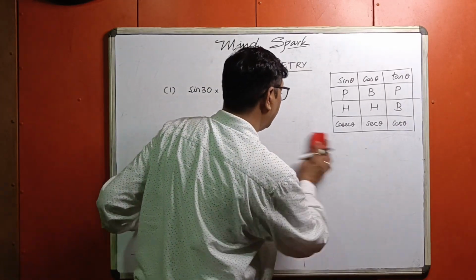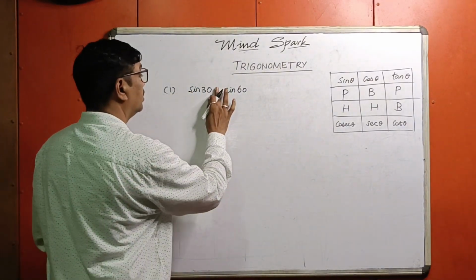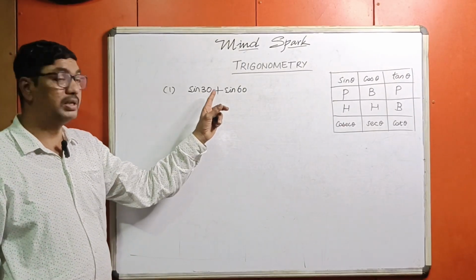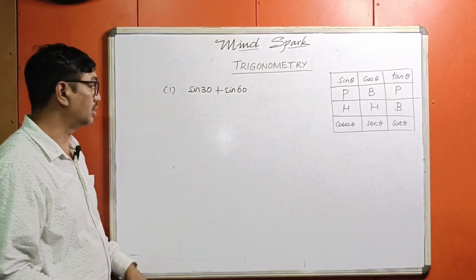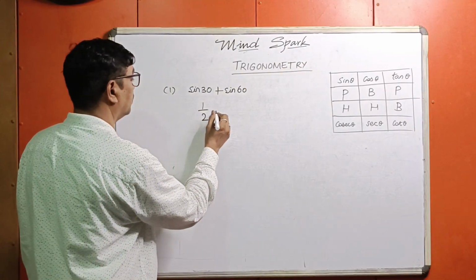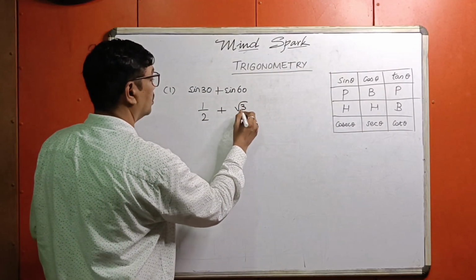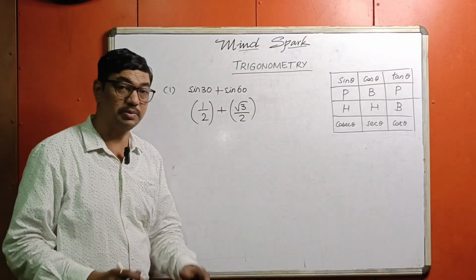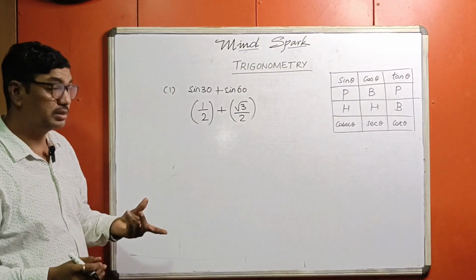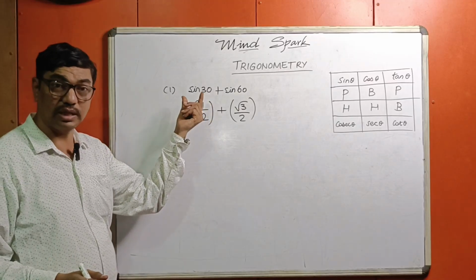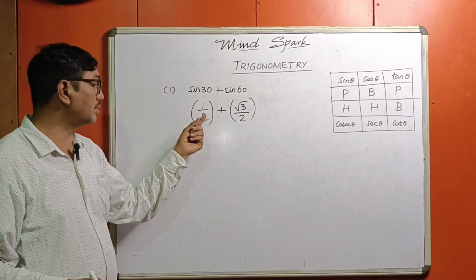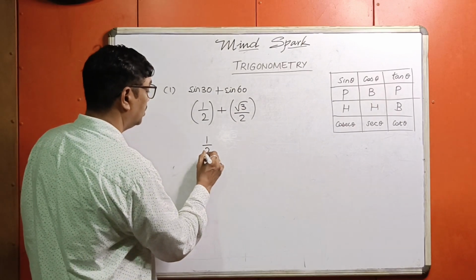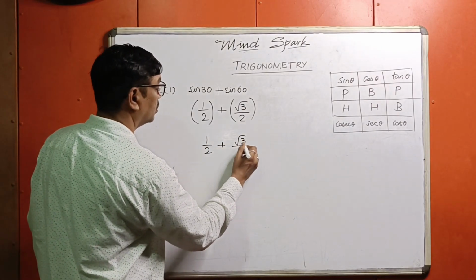When you are adding two numbers, say you are adding the value of sine 30 with the value of sine 60. What is the value of sine 30? Half plus root 3 by 2. Again you should put brackets, which implies that you are replacing sine 30 by 1 by 2. Now here you can see 1 by 2 plus root 3 by 2.